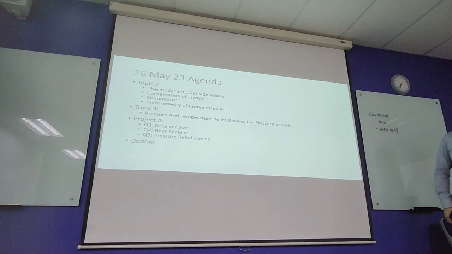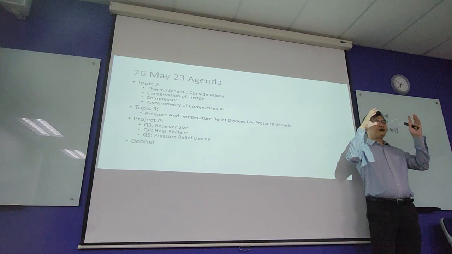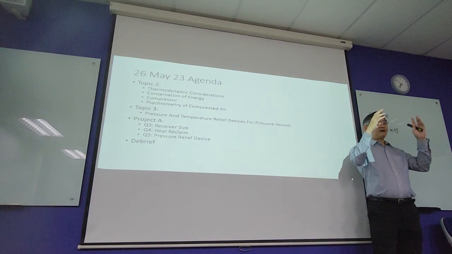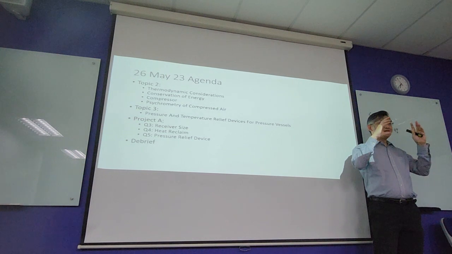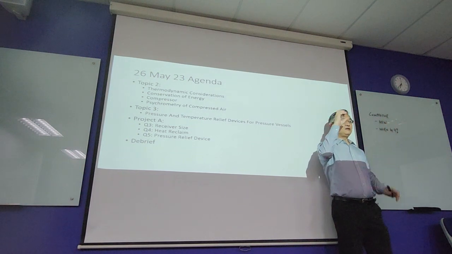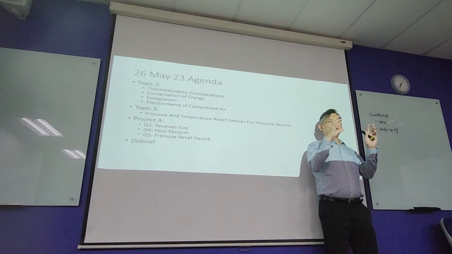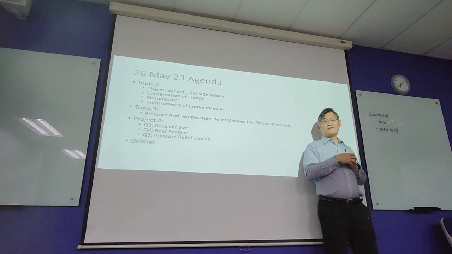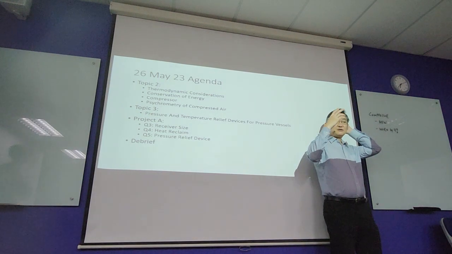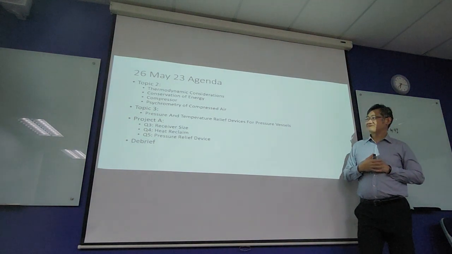Then also we talk about topic 3, pressure and temperature relief devices for pressure vessels. We want to install a safety device in case a compressor keeps pumping air into the vessel and cannot be stopped because of malfunction. So how to prevent this vessel from exploding? We need to install safety devices. One is for the overpressure of the compressor. Another one is for a fire. If fire increases temperature, how can we prevent damaging the vessel?